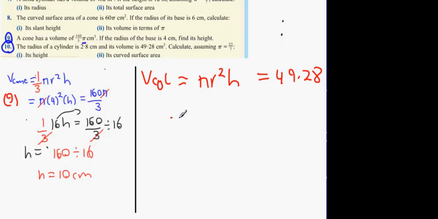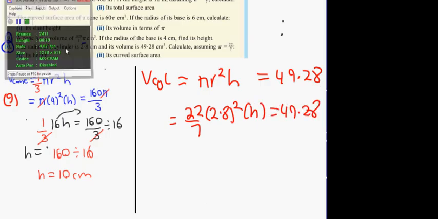Next one here is we're going to replace r with 2.8, so it's going to be pi. Does it tell me what to use for pi? It tells you to use 22 over 7 for pi. So 22 over 7 times 2.8 squared multiplied by h equals 49.28.